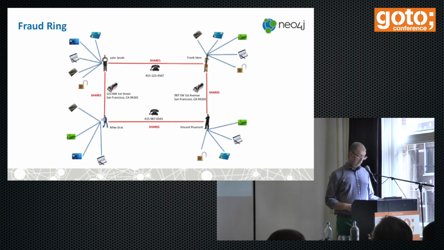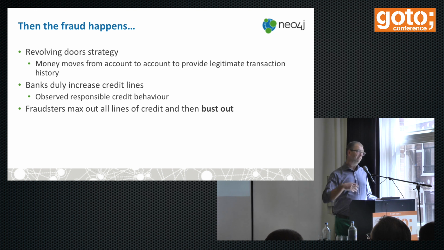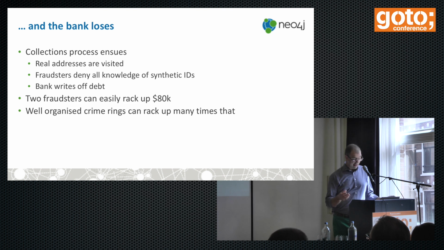So that's why they basically get away with it. They have these strategies of suddenly disappearing with all of the credit lines that they've amassed, and bust out. That's what they call it. They run away with the money at the peak of the credit line, and the bank, or in some cases some other institution, is left with the losses.